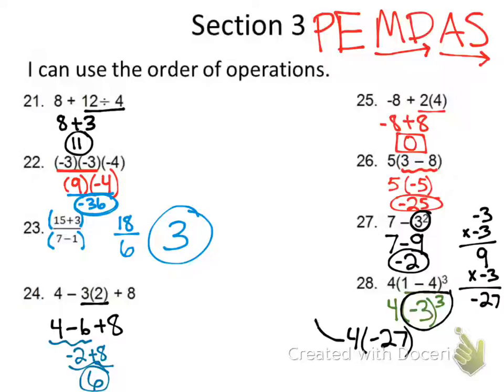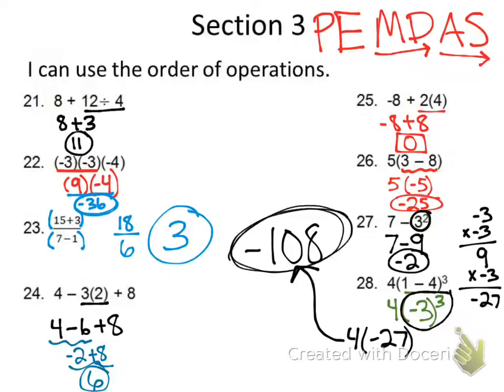All right, I'm running out of space. That silly hand on the bottom always gets me. Negative 108 is our answer for that one. There's a 1 there. This board always gets me too. Questions? I can use the order of operations. Questions?